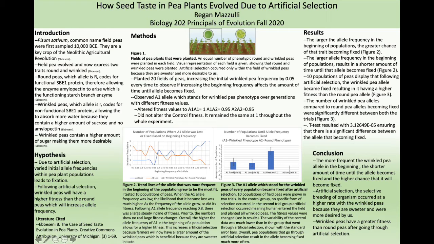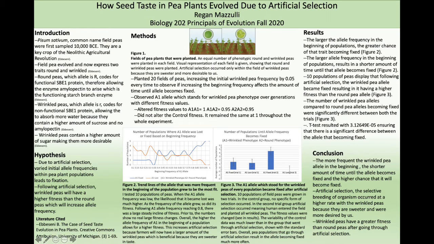So now on to the methodology of this experiment. You can see in our figure 1 a good visual of the two phenotypic differences of the round and wrinkled peas, and it also shows the fields that 10 plants of peas were grown in. And we started with 20 fields of peas for the whole experiment.